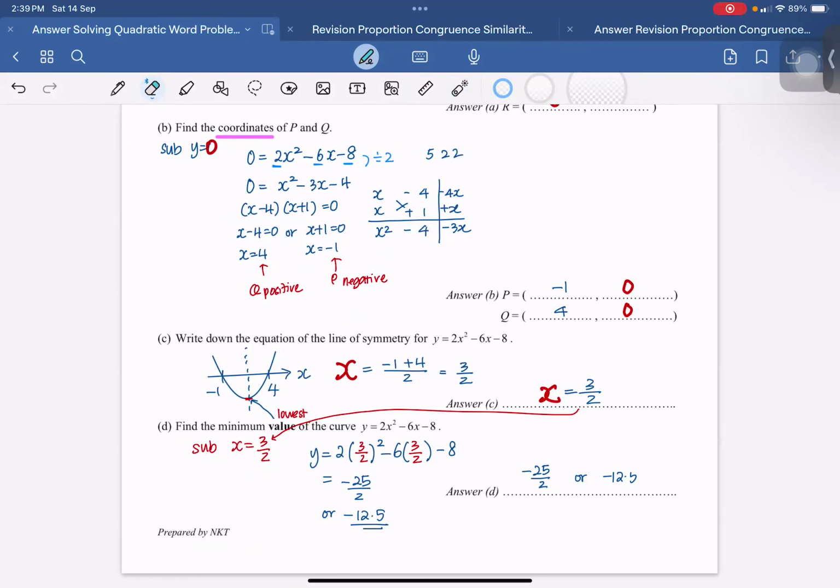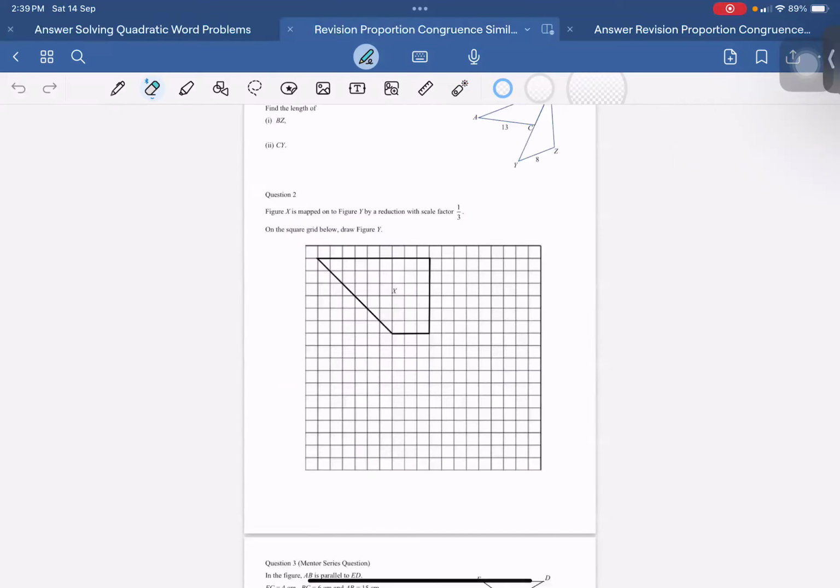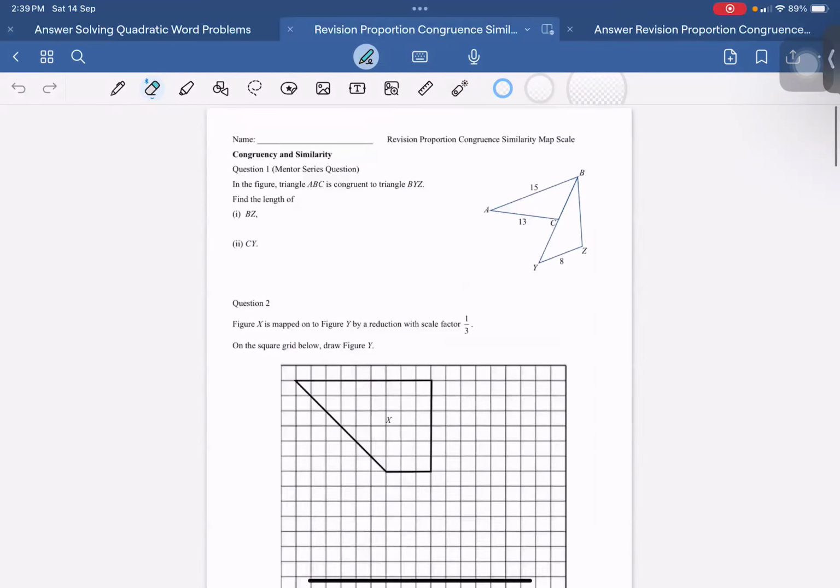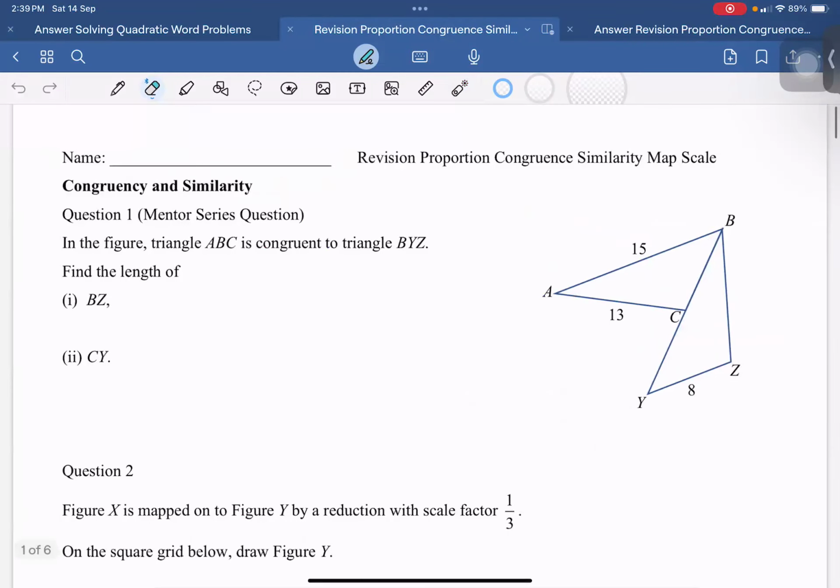Okay, then I'm going to continue to the next part, another one. We have had enough of algebra. We will stop algebra for a while. The next worksheet is on congruency and similarity, proportion, and map scale.